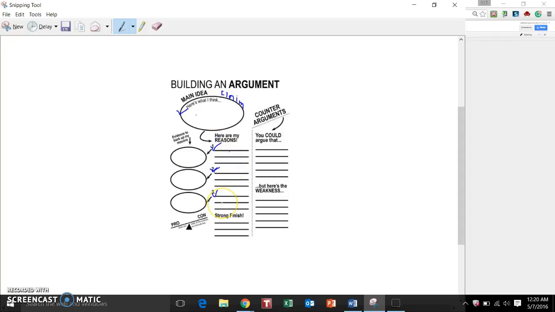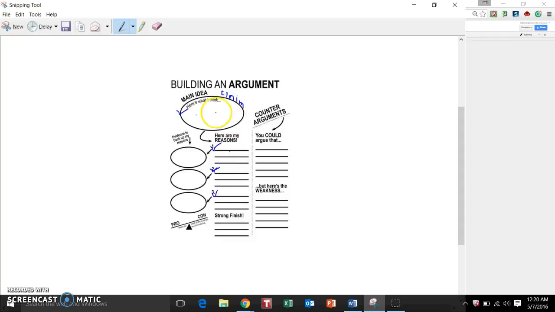Just to go through the rest of the worksheet or the outline that I am calling it, I would like you to find a counter argument. You can start it with, you could argue that, and then find the counter argument that goes against your claim here. Then I need you to find a rebuttal for this. That will be going against your counter argument. Once you have found all of these, you will notice that you have a strong finish. That will be your conclusion.